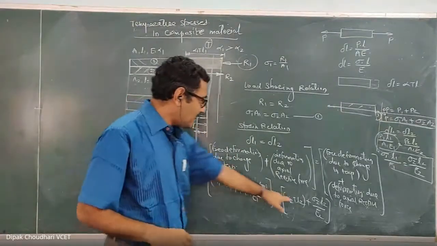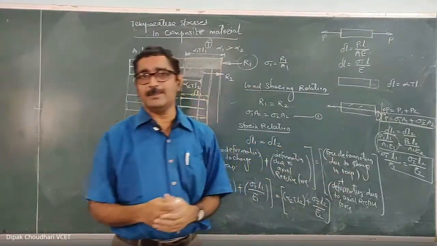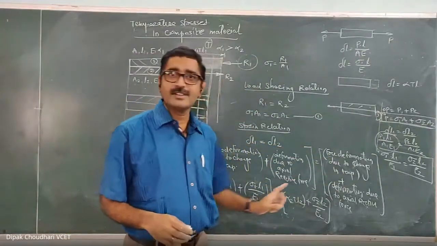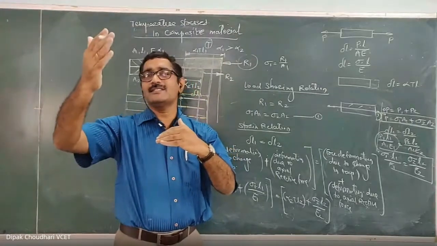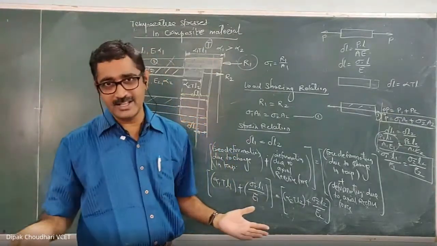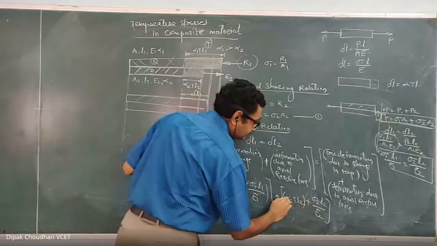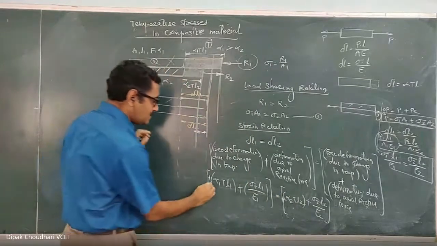Now, in the first part, the deformation because of the change in temperature: if there is a rise in temperature, there is an increase in length. If there is a fall in temperature, there is a decrease in length. Means if there is a rise in temperature, both these terms will come positive. And if there is a fall in temperature, both will be negative.